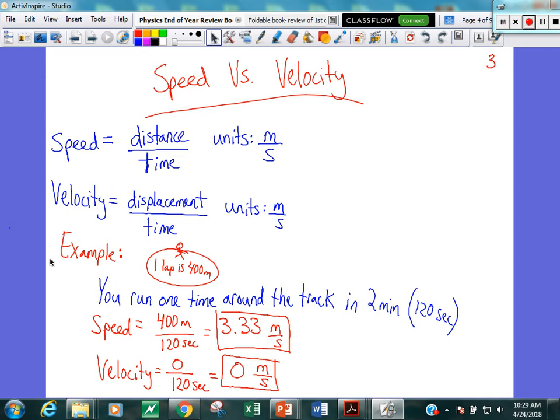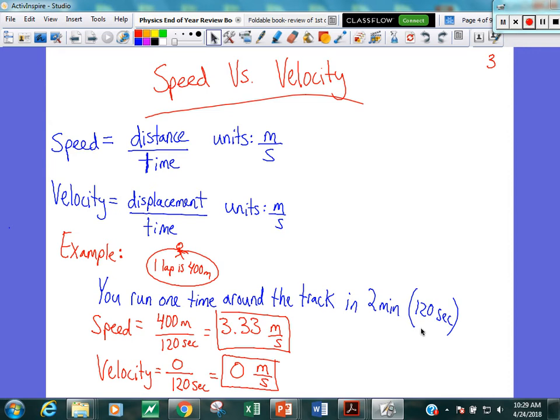I've got an example problem that kind of illustrates this. So I'd like you to include this example problem on this page. Just draw a track. Again, one lap is 400 meters around the track. And let's say you run one time around the track in 2 minutes. Well, let's change that to seconds. In 2 minutes, how many seconds are there? 120 seconds.